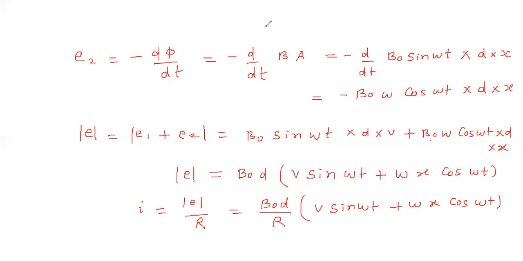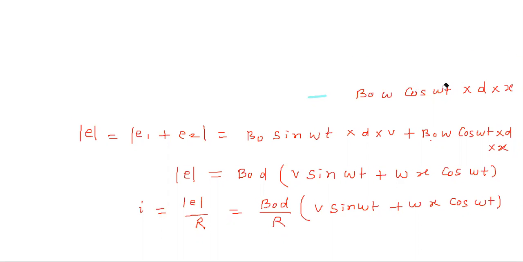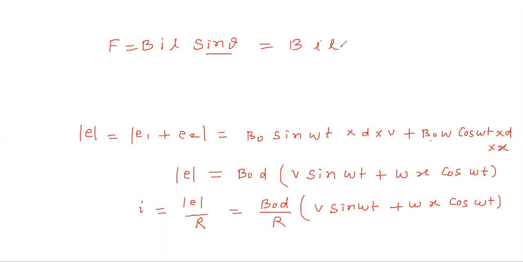Now we have to find out the force. So force F equal to B I L sin theta. Here theta is the angle between magnetic field and velocity. So they are mutually perpendicular, so sin 90 is 1. So we will get B I L.